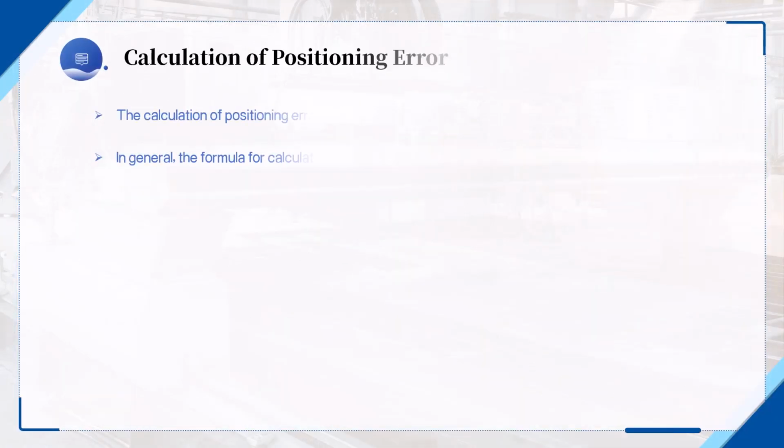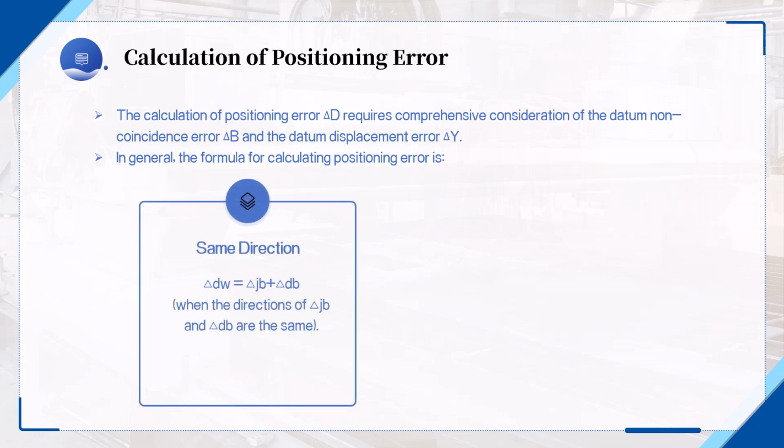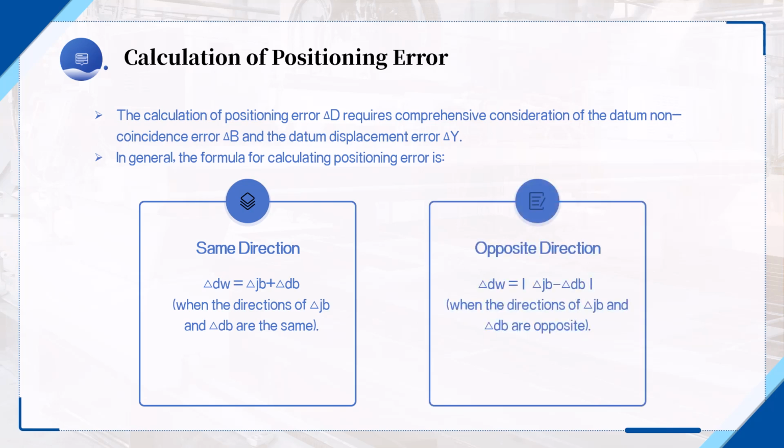The calculation of positioning error ΔW requires a comprehensive consideration of both datum non-coincidence error ΔB and datum displacement error ΔY. Generally, the formula for calculating positioning error is ΔW = ΔB + ΔY. When the directions of ΔB and ΔY are the same, ΔW equals ΔB plus ΔY; when the directions of ΔB and ΔY are opposite, ΔW equals ΔB minus ΔY.